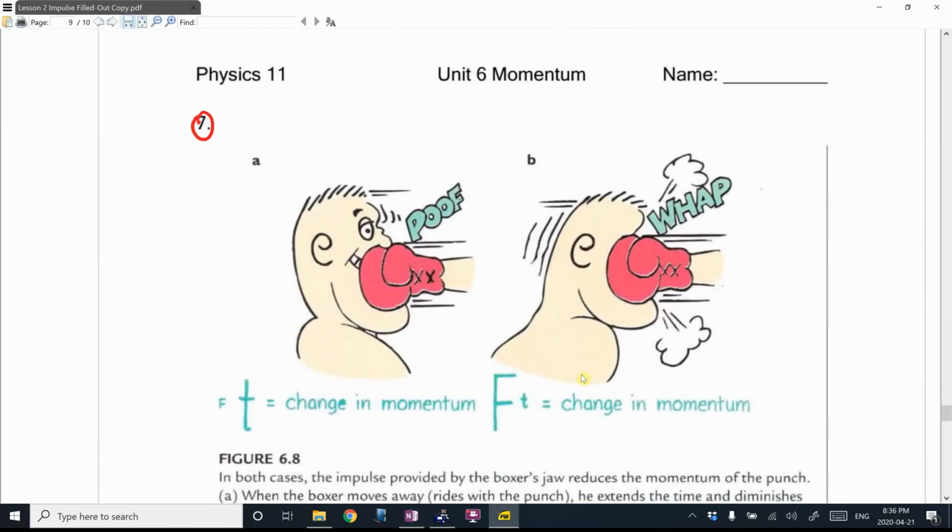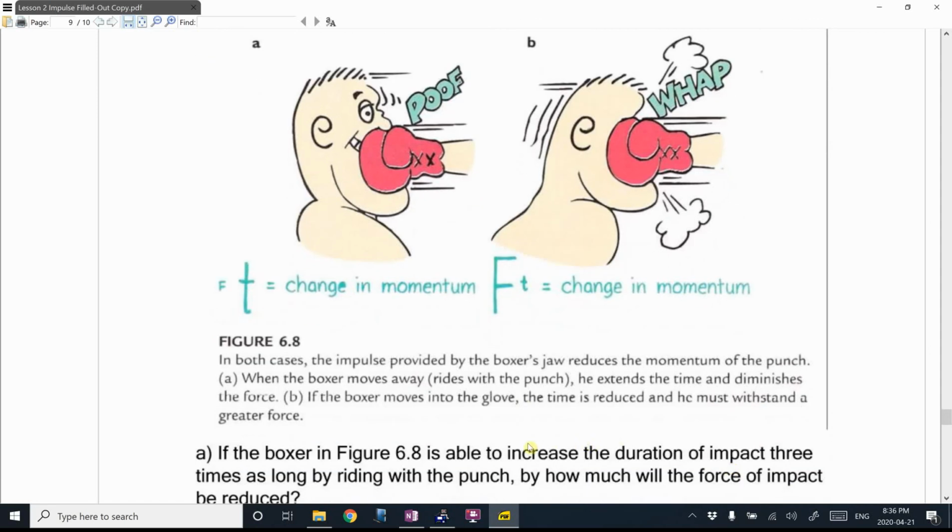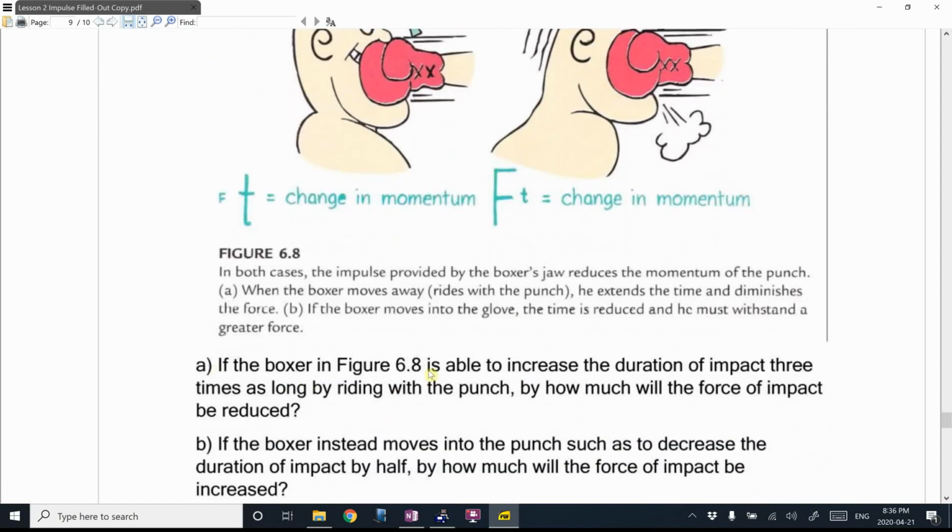Number 7. So, in both cases, it says here, the impulse provided by the boxer's jaw reduces the momentum of the punch. Usually the final velocity of every punch is 0, so typically the boxer's jaw has to absorb all of the momentum. When the boxer moves away, rides with the punch, he extends the time and diminishes the force. If the boxer moves into the glove, the time is reduced and he must withstand a greater force. If the boxer is able to increase the duration of impact 3 times as long, by how much will the force of impact be reduced?